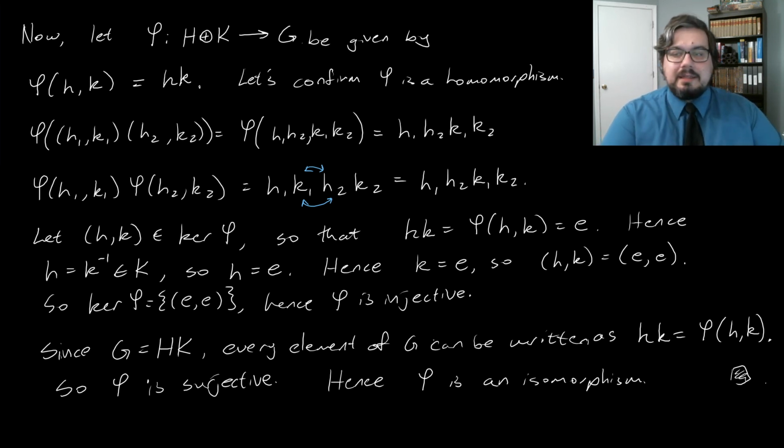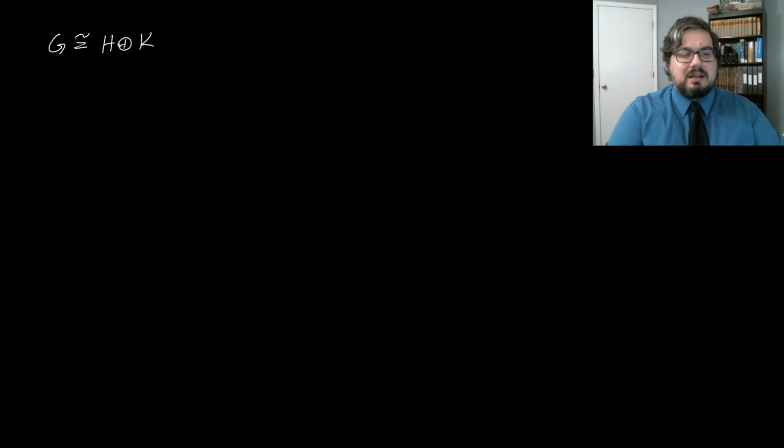Now, it is important to note, as I mentioned before, that theorem 81 does not say that every time we have G isomorphic to a direct product of its subgroups, that it's an internal direct product. So this by itself does not imply that G is an internal direct product.